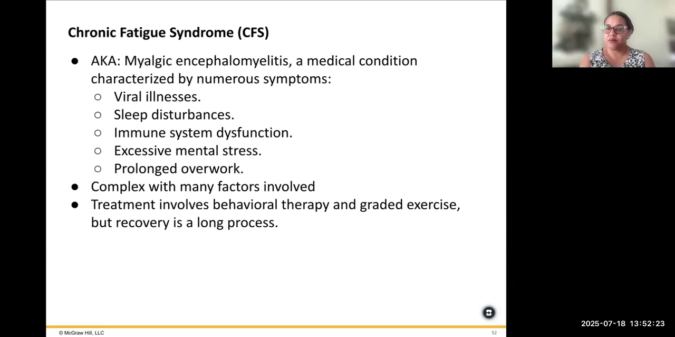Chronic fatigue syndrome, also known as myalgic encephalomyelitis, is a medical condition characterized by numerous symptoms: viral illnesses, sleep disturbances, immune system dysfunction, excessive mental stress, prolonged overwork. It is a complex syndrome with many factors involved. It's usually what a syndrome means. Its treatment involves behavioral therapy and graded exercise, but recovery is a long process, particularly that behavioral therapy. Somebody who wants to get over chronic fatigue syndrome has to change their behavior. And that's always the hard part.